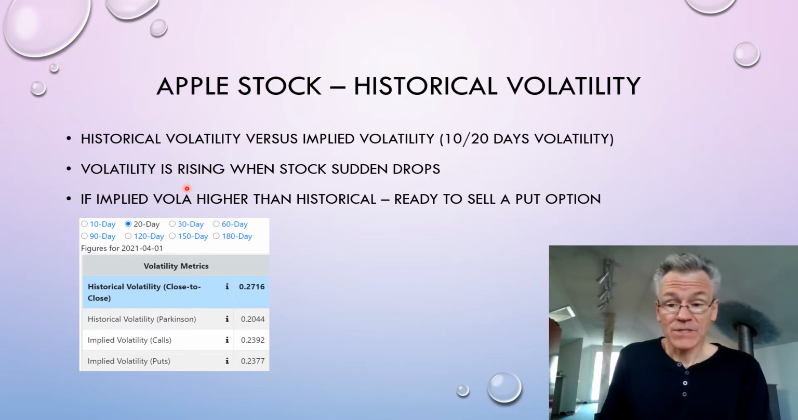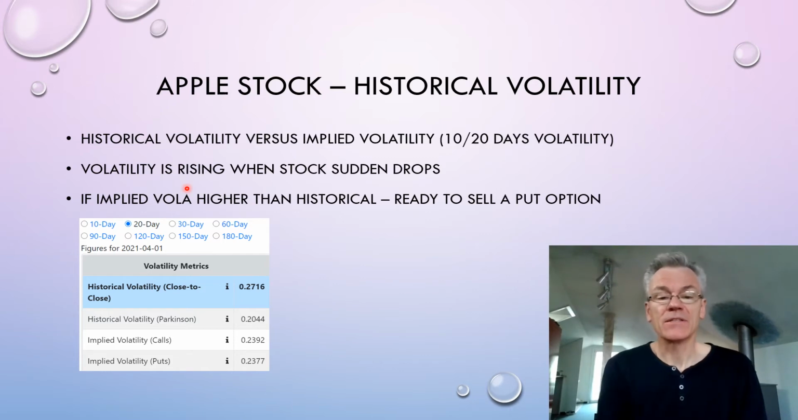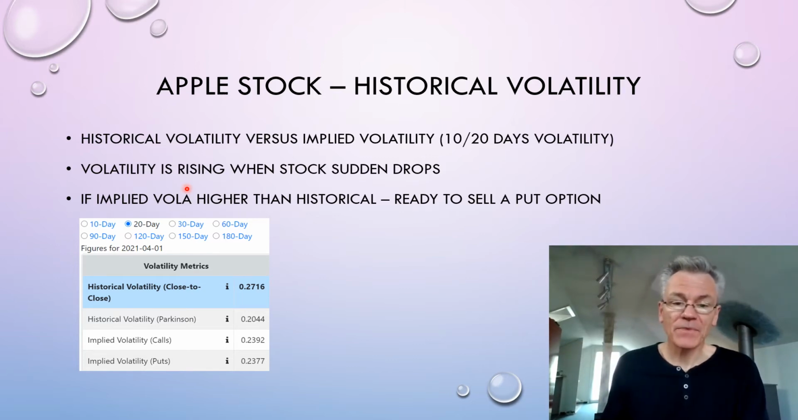So what happens if the stock in Apple drops just from 145 to 130? Volatility automatically rises, so the implied volatility can be higher than the historical. And this is what I'm looking for. If that is higher, then I'm ready to sell a put option. Here you can see at 20 days, but this figure is from the 1st of April, so it has come down a little bit. The historical is now currently higher than the implied.